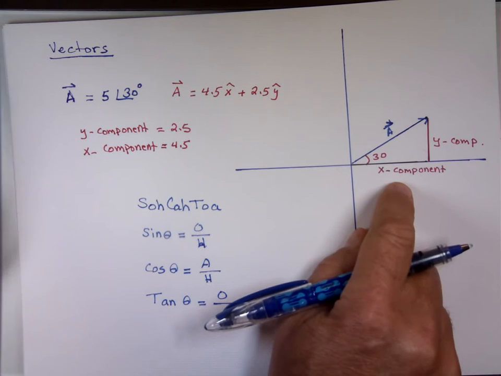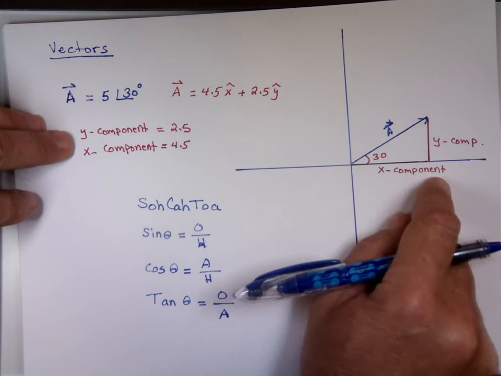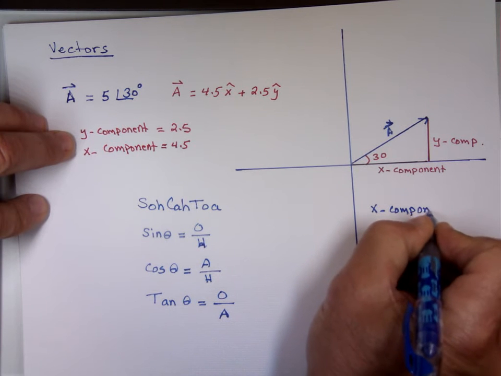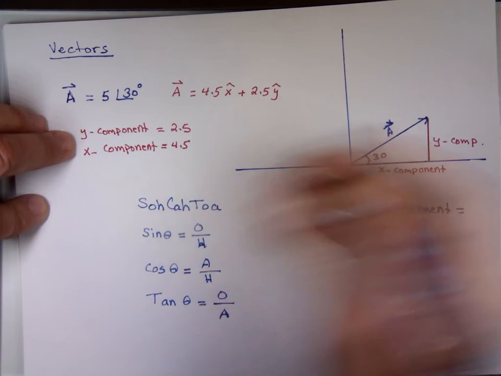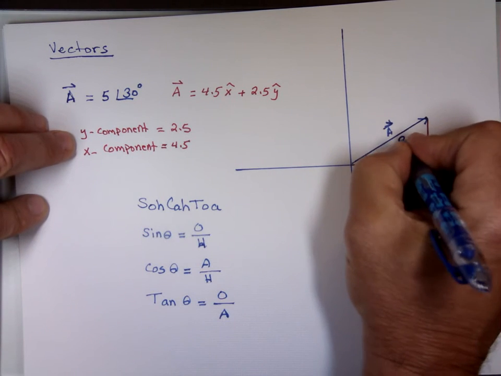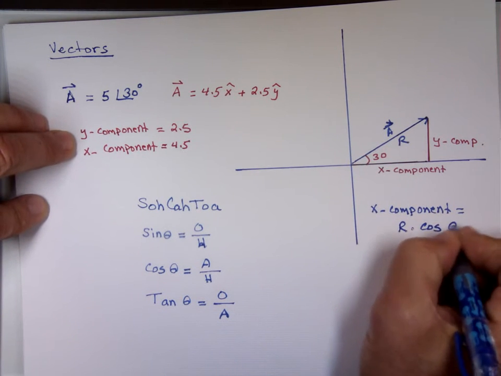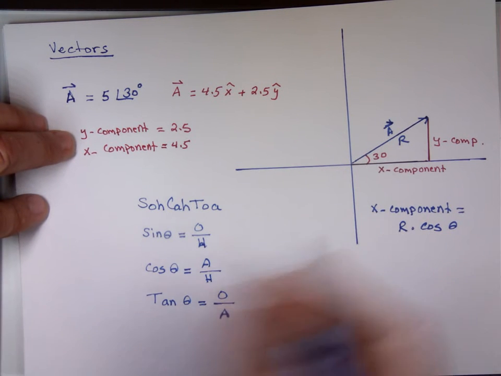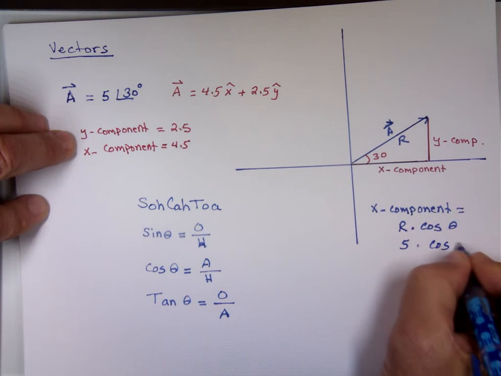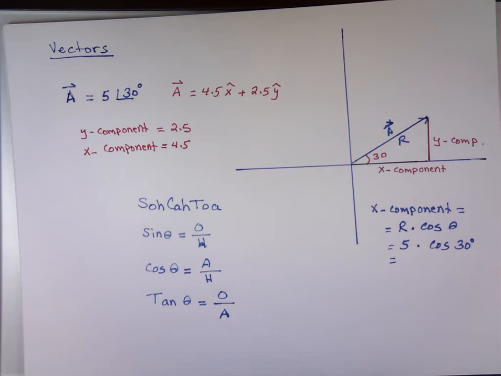So the x component happens to be what? If you look at that angle, that's the adjacent side. So you can really find the x component by taking the length of whatever the vector is. Let's say r is the length of it. By taking r times cosine theta. So in this case, r is the length of this vector, which is 5, times cosine of 30 degrees. And let's see if we get 4.5, or close to it.